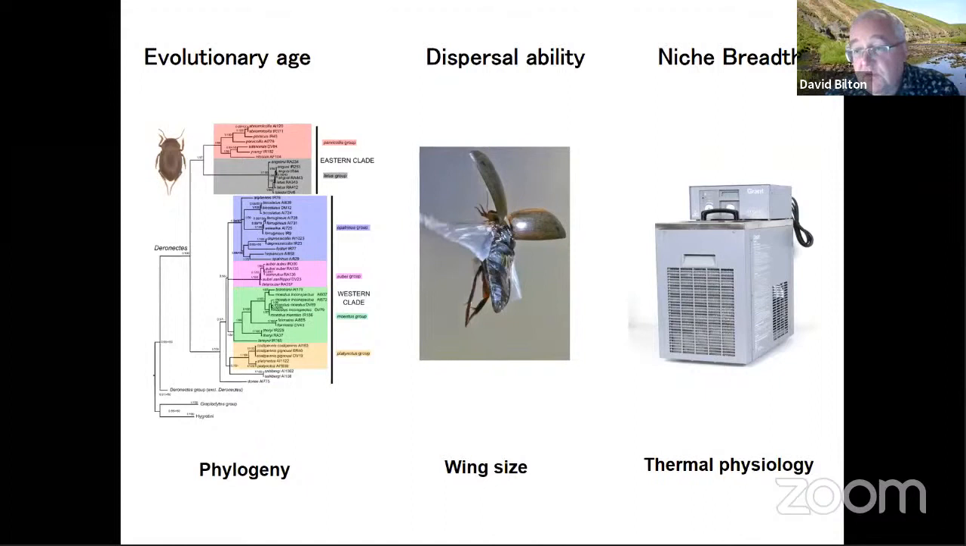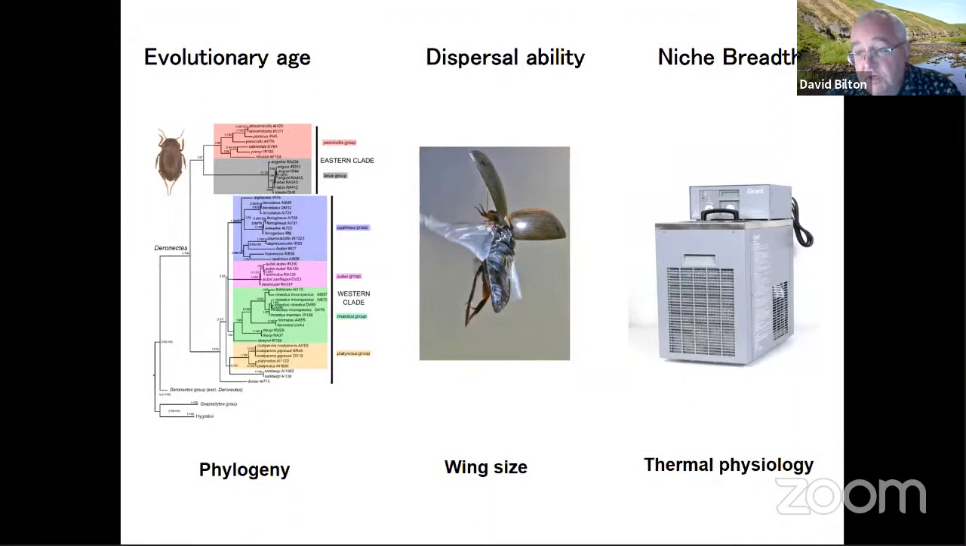So for the estimates of evolutionary age, we had a phylogeny, a reconstruction generated from molecular data, a mix of nuclear and mitochondrial gene sequences, which we could use to control for the effect of relatedness in our analysis to see the extent to which this influenced range size. For dispersal ability, we had a measure of relative wing size, wing length to body length ratios, in the case of these Derenactes beetles. And in the case of niche breadth, what we focused on in particular was thermal physiology. We're looking at temperature tolerance and the ability to acclimate to previous exposures to warm and cold temperatures.